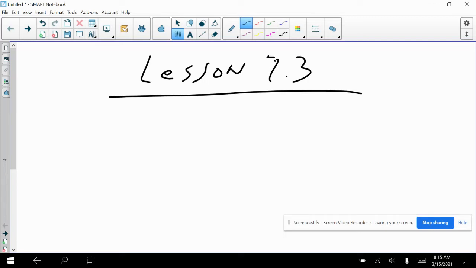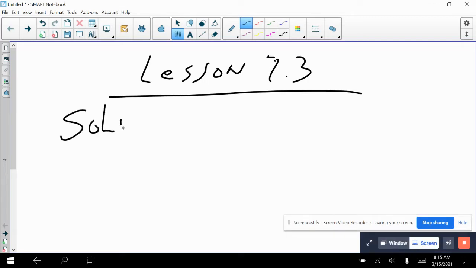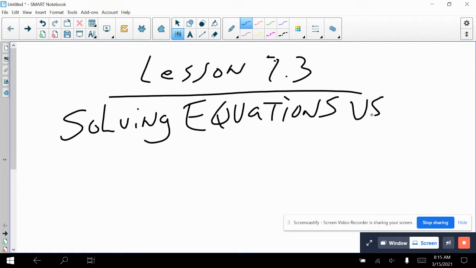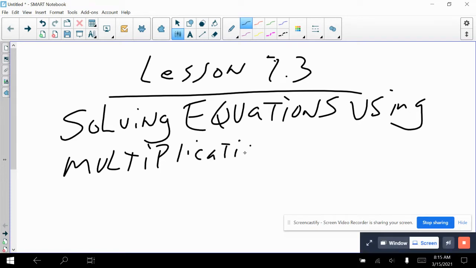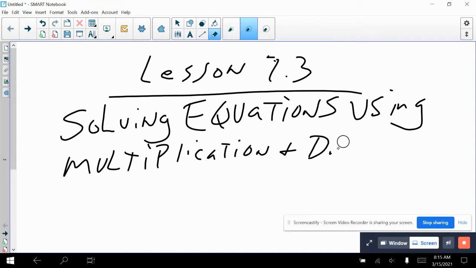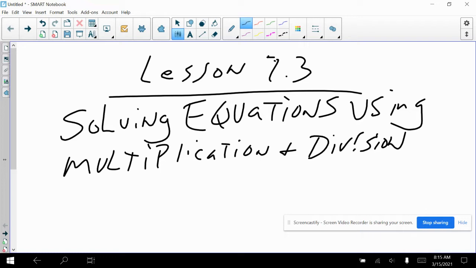Okay, 7-3. Moving on. Okay, now we're going to use multiplication and division. Okay, so we added and subtracted. Now we're going to multiply and divide.